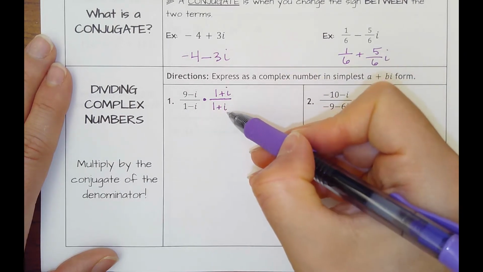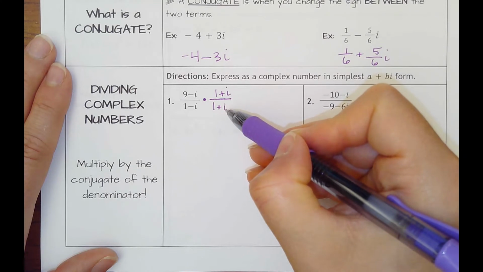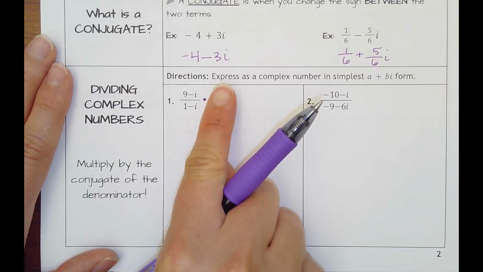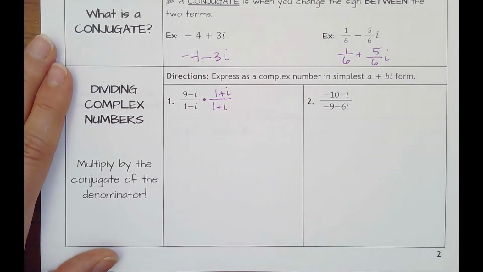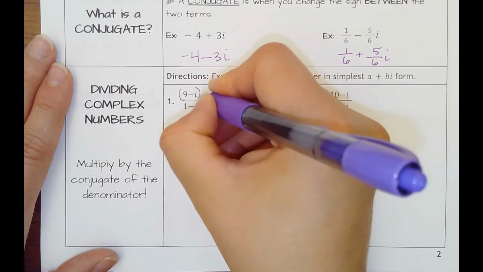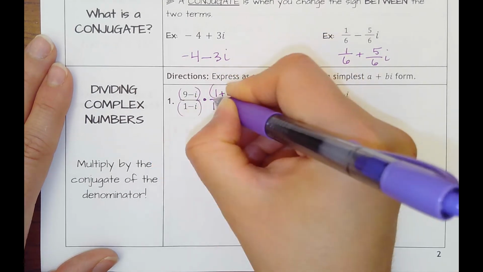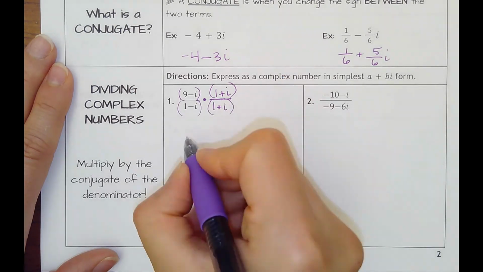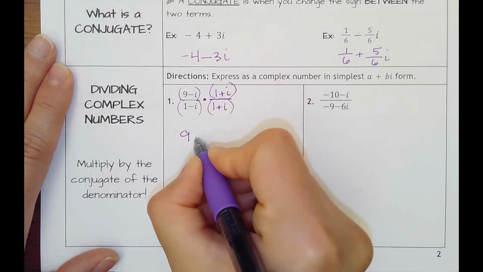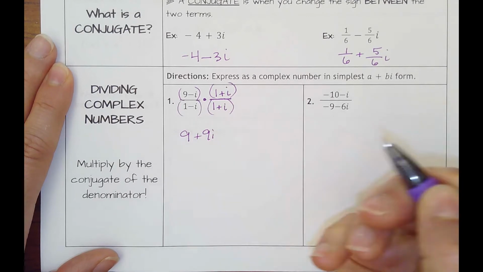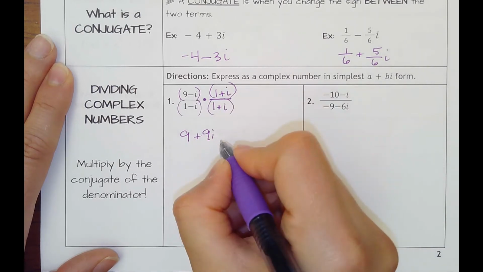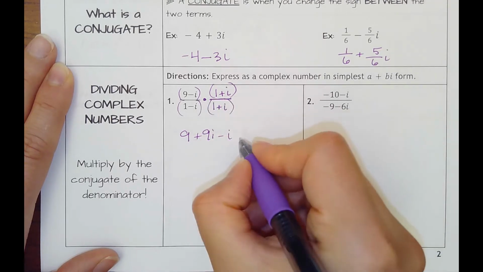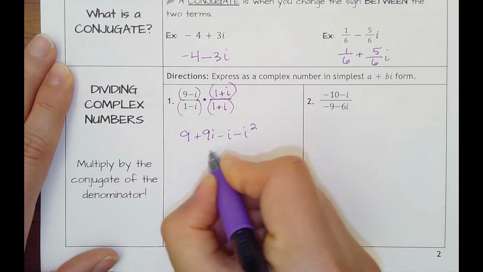This is the same thing over itself. Anything divided by itself is 1. So I'm discreetly not changing the value because I'm really multiplying by a 1. Okay? And so I'm going to put parentheses around everything. That helps me see that I'm really foiling. So on the top, I would have 9 times 1 is 9. Outers would be a 9i. I don't know why I put a tail there. Negative i times 1 is negative i. Negative i times i is negative i squared.